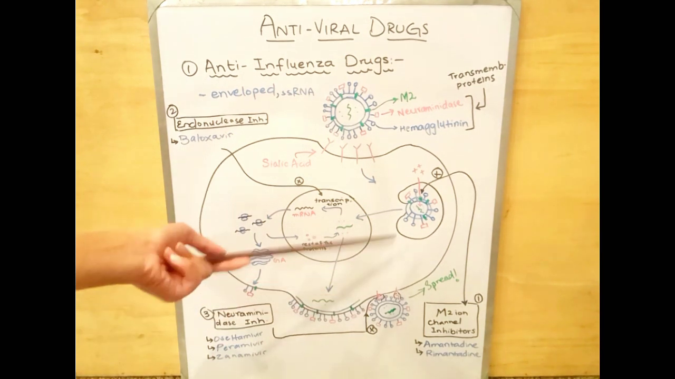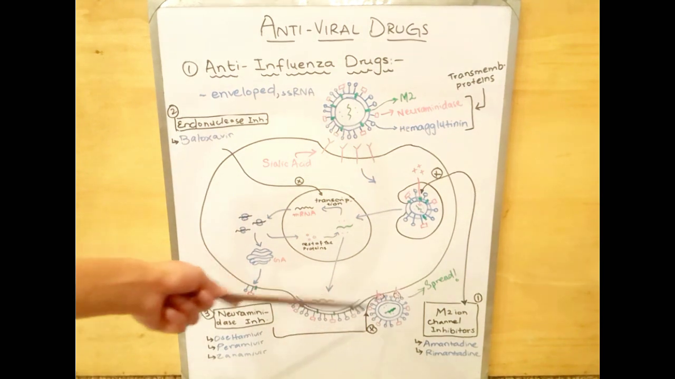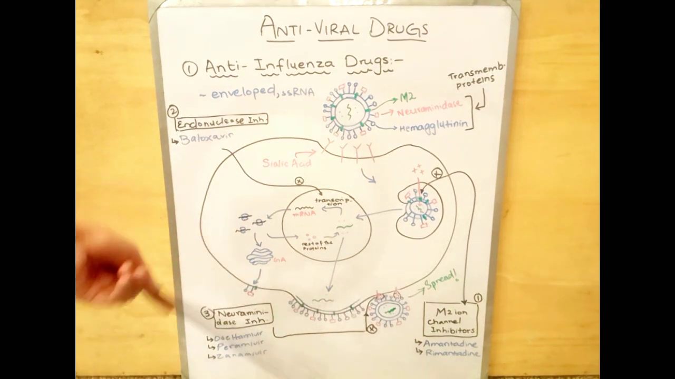It cannot spread unless the neuraminidase removes the sialic acid. So after the sialic acid is removed by the neuraminidase, the virus is ready to spread. Now we have three different classes of drugs that are used to stop the vital processes undergone by this influenza virus.